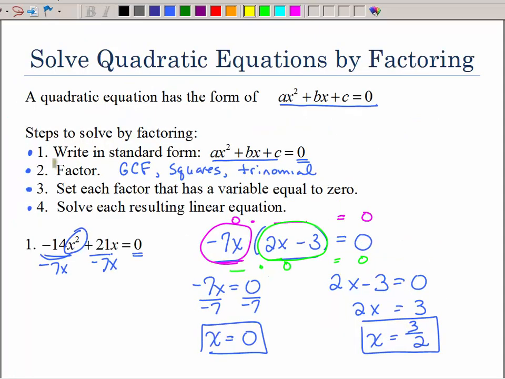So just to review, if you want to solve a quadratic equation by factoring, you want to write it in standard form. You've got to factor it. You want to set each factor equal to 0 and then solve. And if you have a second degree equation, you're going to have two answers.